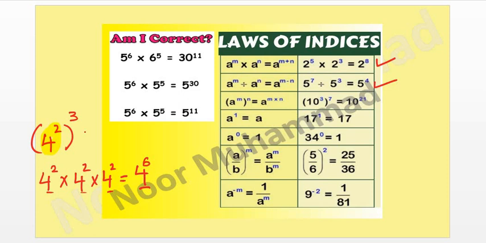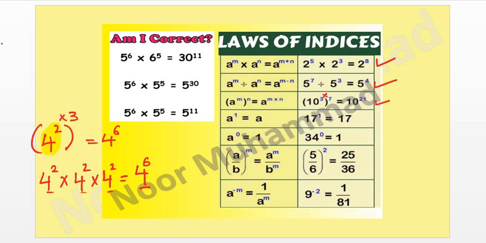From here we can make a rule that if you have a power raised to another power, simply multiply both the powers together to get the answer. So your final answer will become 4 to the power 6. As you can see in this example, 10 to the power 3 raised to the power 7, you simply multiply both the powers together to get 10 to the power 21.